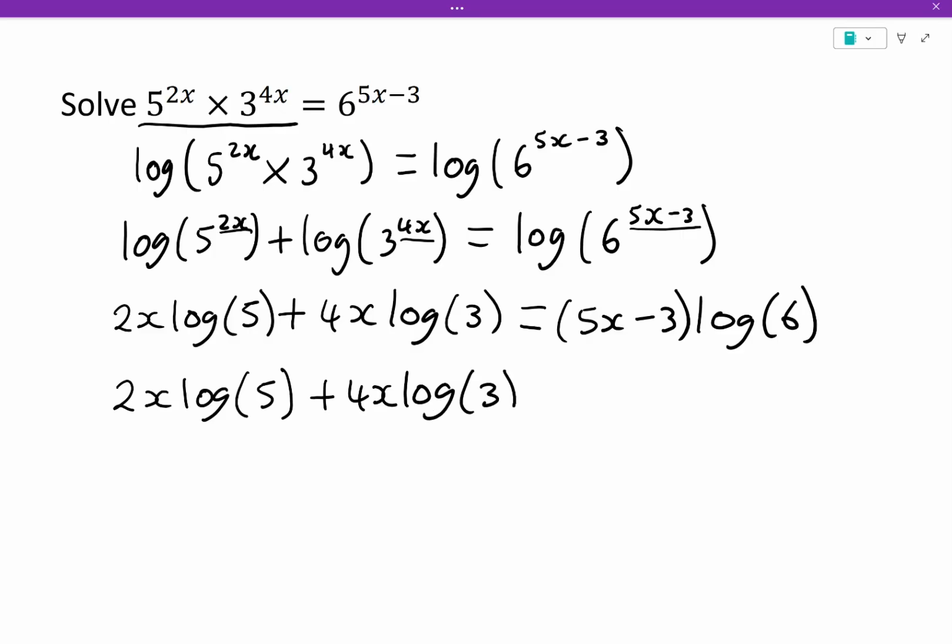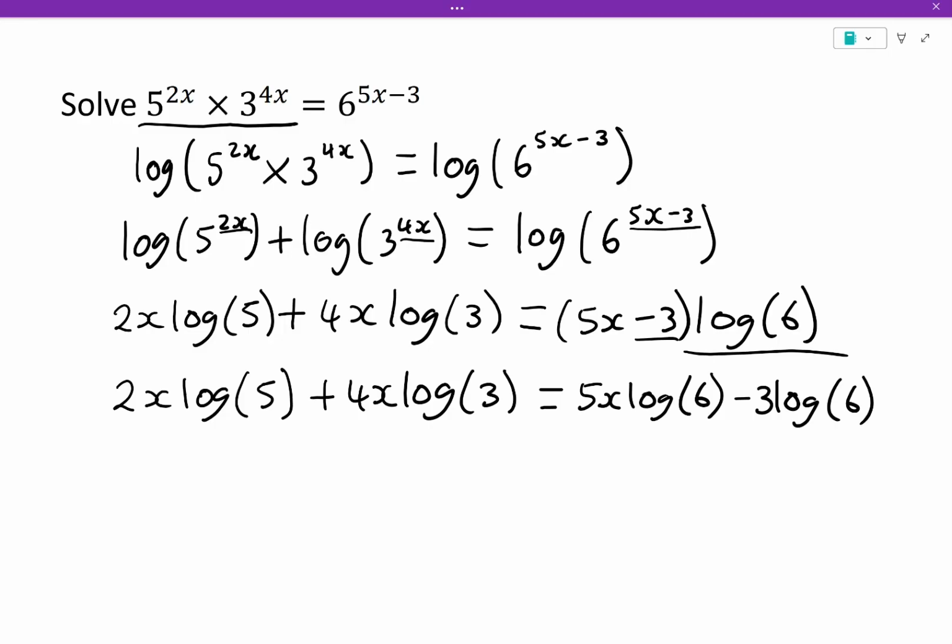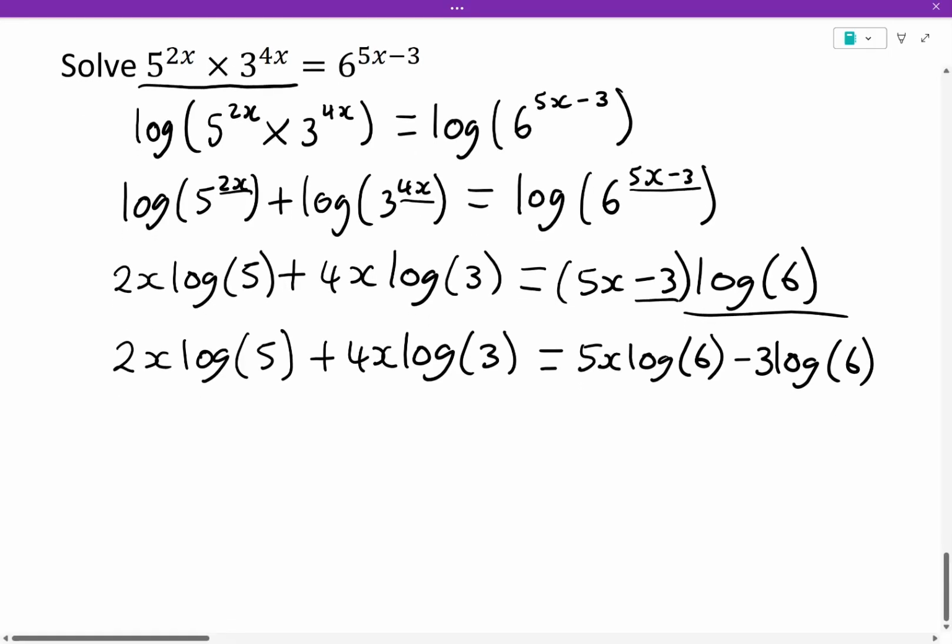So when I expand the brackets on the right-hand side, we do 5x times the log 6. So we get 5x log 6. And then we would do the negative 3 times log 6. So negative 3 log 6. Like that. Now we've got 3 terms in total that have x in them. Okay, the first term here, the second term here, and the first term on that side.